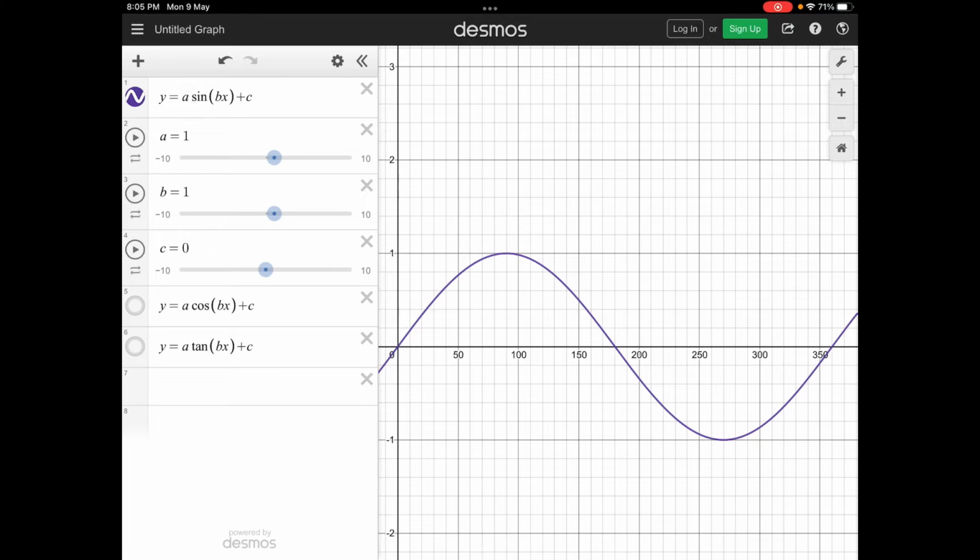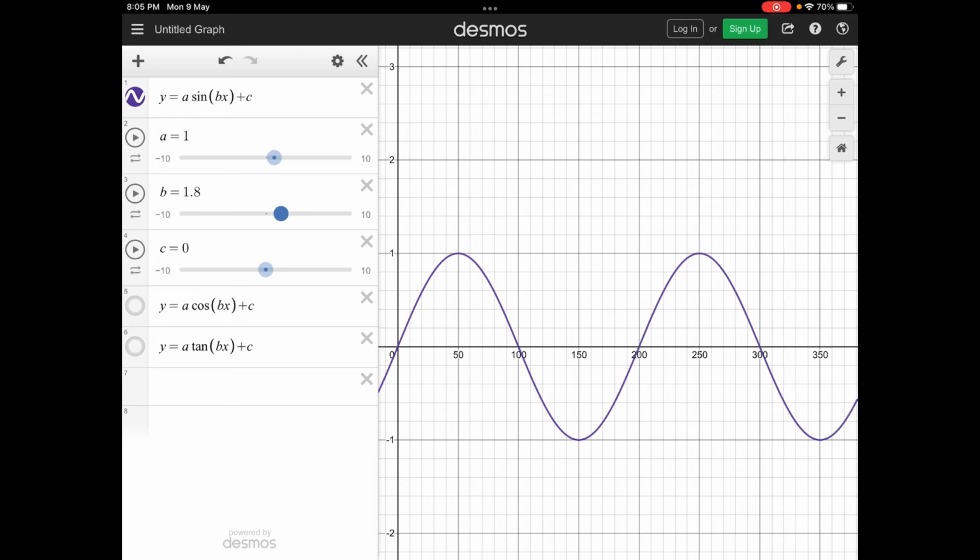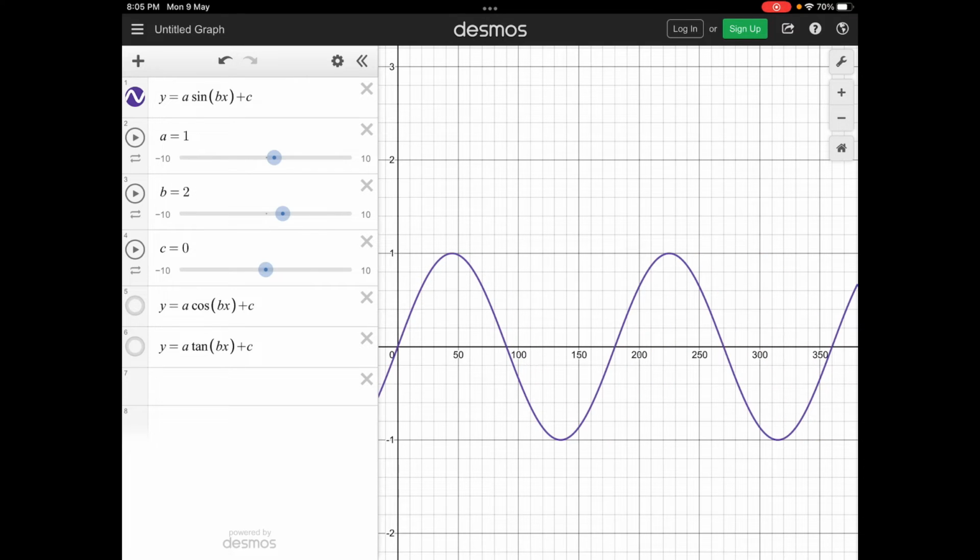And the next value is the number in front of x itself, right? This is going to cause a horizontal skew or stretch, right? And remember, horizontal stretches are 1 over the value. So as I increase the value, the graph is actually going to push in slightly. So if I move this over to 2, you'll notice that the graph is starting to push in.